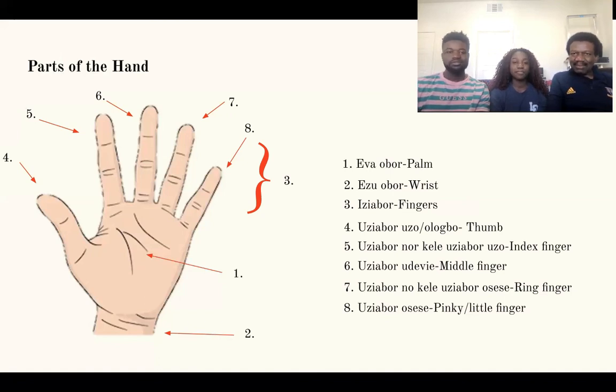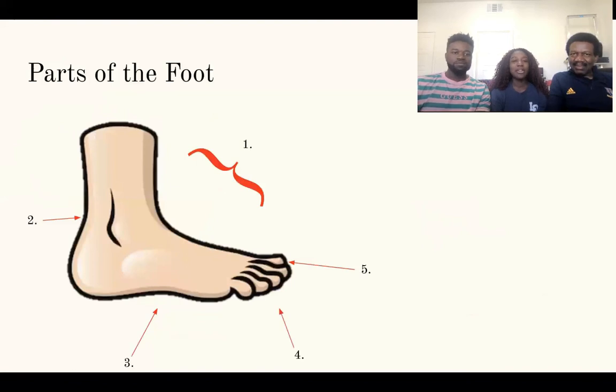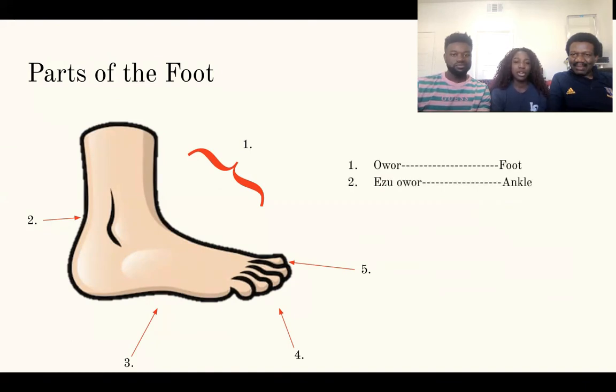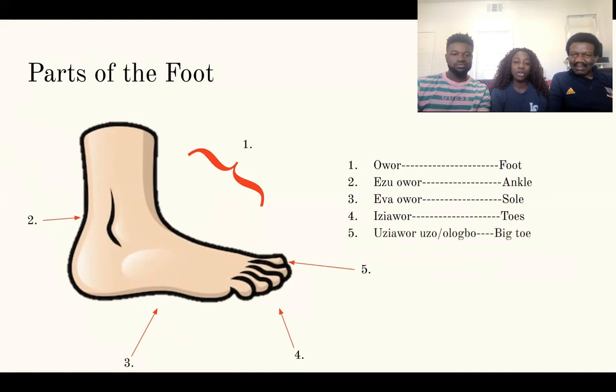Okay. And finally, moving on to parts of the foot. For foot, we have owo. For ankle, we have ezuowo. For sole, like the sole of the foot, we have evaowo. For toes, we have iziawo. Or for one toe, we have uziawo. And for big toe, we have uziawo uzo, or uziawo ologbo.